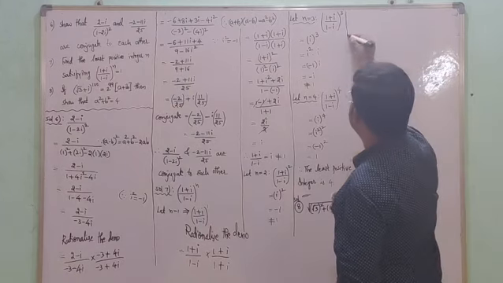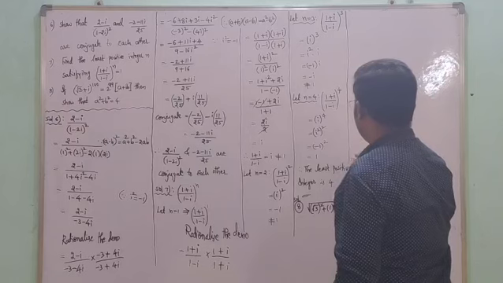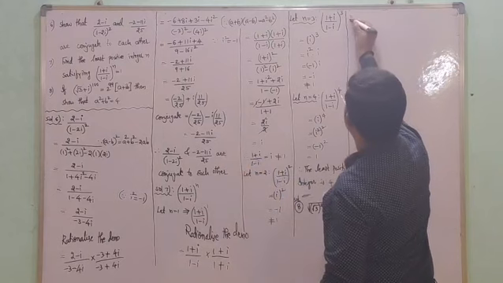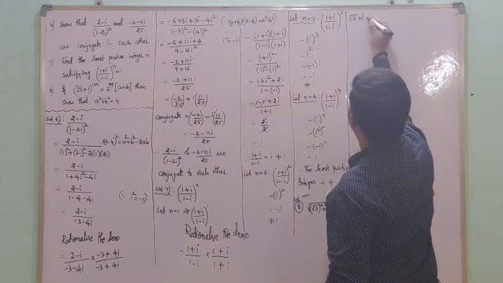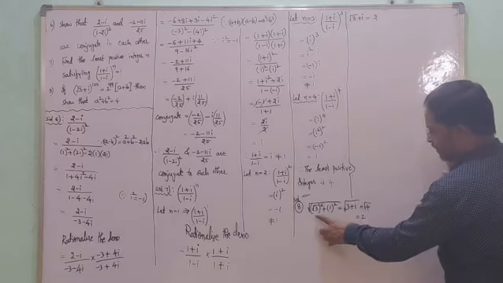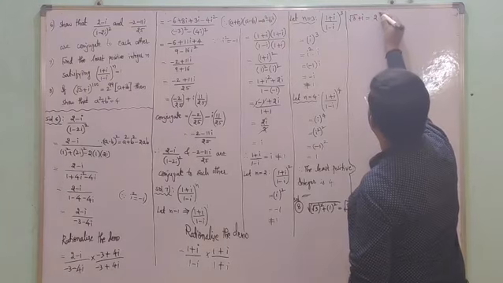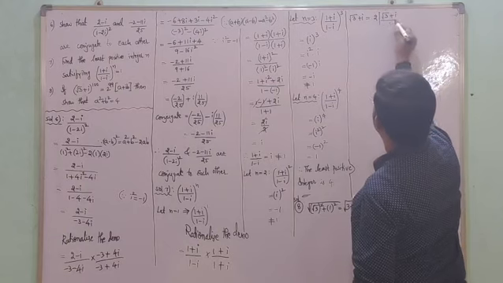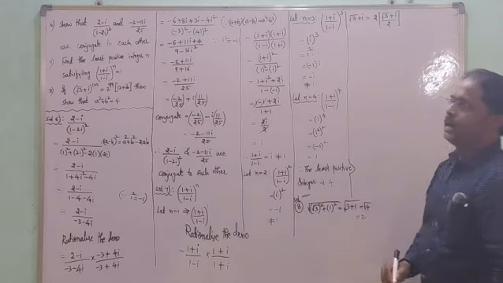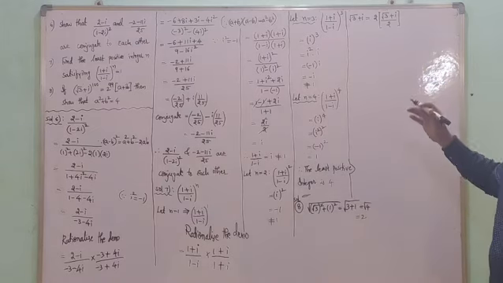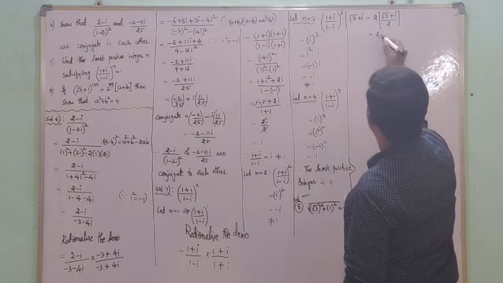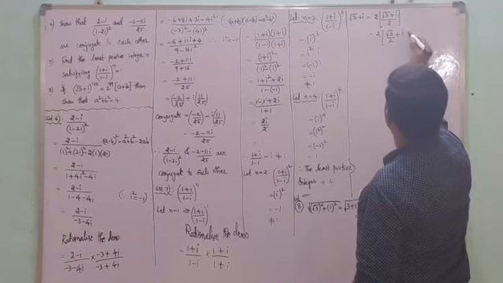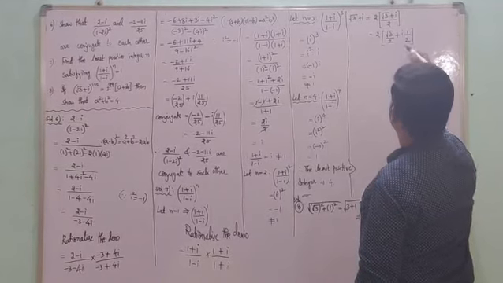Now we will start the actual solution. Actual solution is root 3 plus i. Multiply and divide with 2 because we get the answer 2. Multiply outside, divide inside. Separate the denominator: root 3 by 2 plus i by 2, or i into 1 by 2.